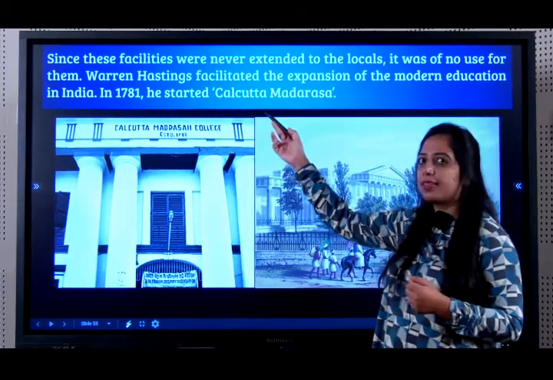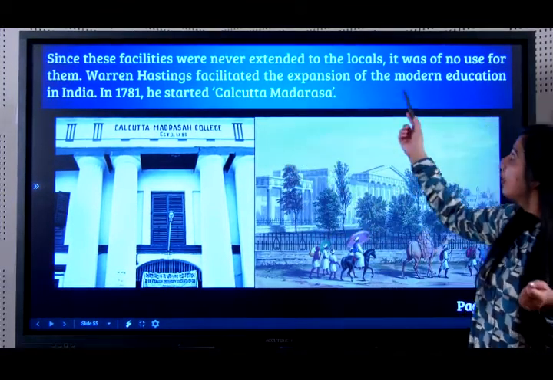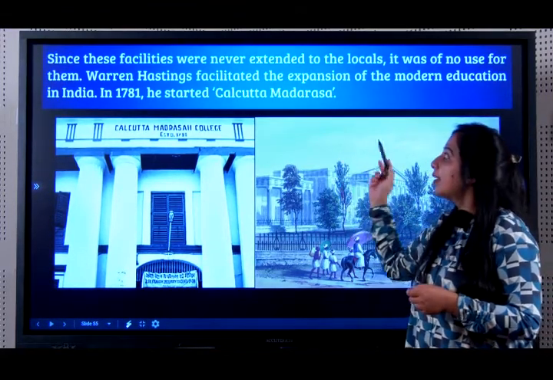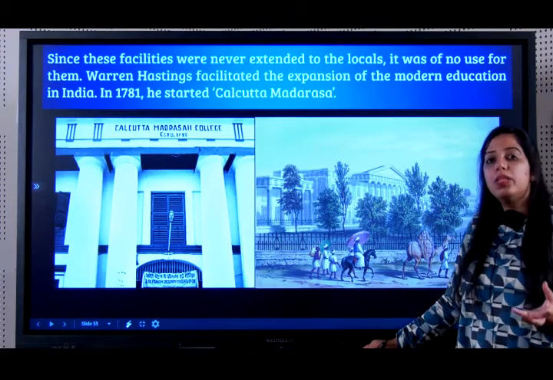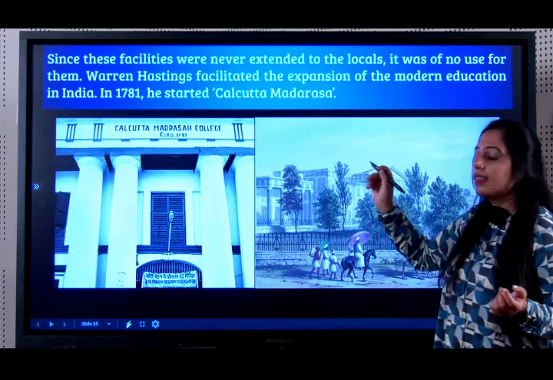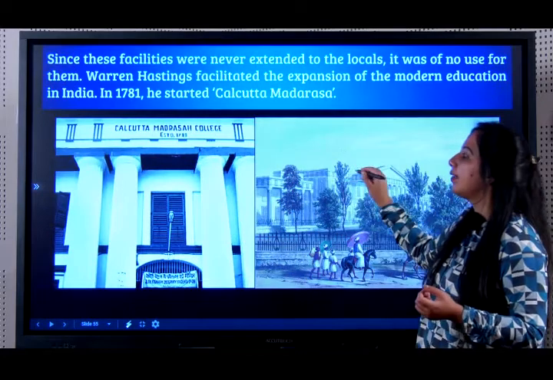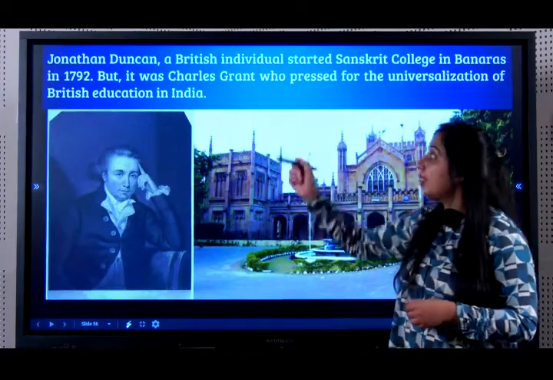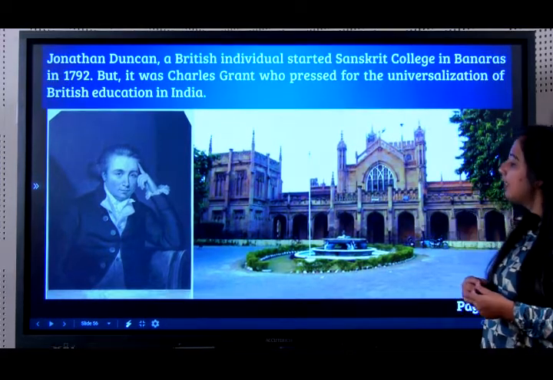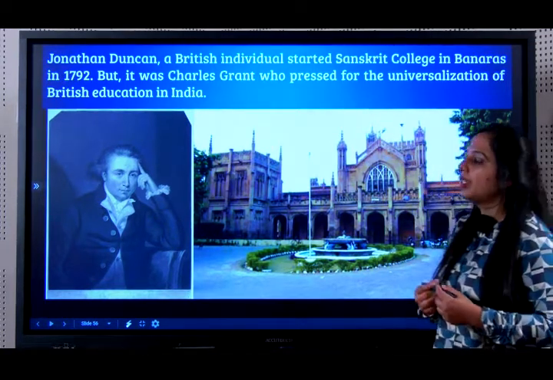Warren Hastings, the same person who brought about judicial reforms, facilitated the expansion of modern education in India. He started the Calcutta Madrasa. The schools where Muslim education is given are called a Madrasa. So Warren Hastings supported the establishment of Calcutta Madrasa in the year 1781. Jonathan Duncan, a British individual, started Sanskrit College in Banaras in 1792. It was Charles Grant who pressed for universalization of British education in India.